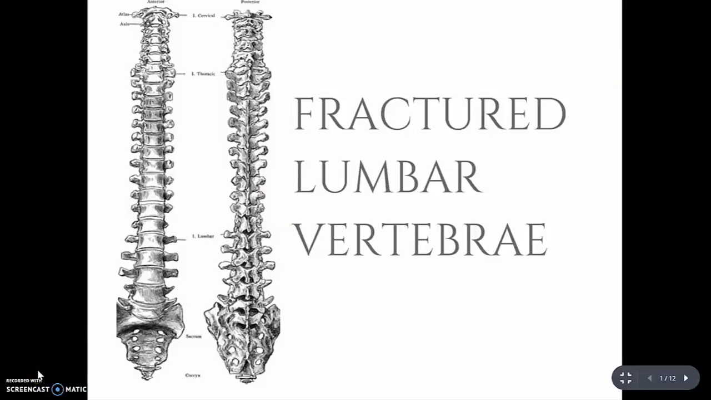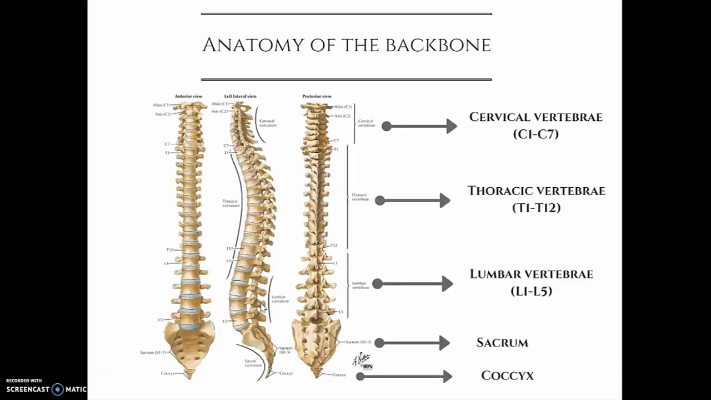Before we start to discuss the fractures, let's first look at the anatomy of the spine. So here we have a diagram that shows the backbone from different views. Here we have the anterior view, here we have the left lateral view, and finally we have the posterior view. The first two vertebral columns are the atlas C1 and the axis C2. Now these vertebral columns belong to the cervical vertebrae, which are labeled from C1 up to C7.